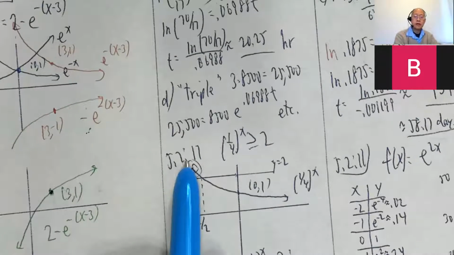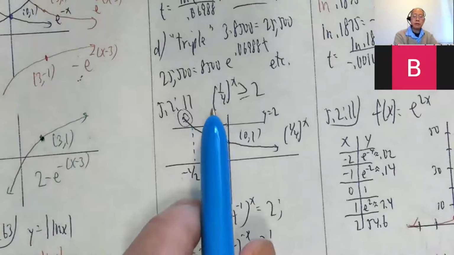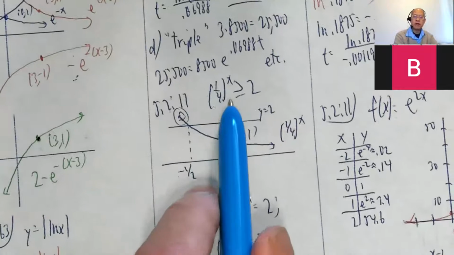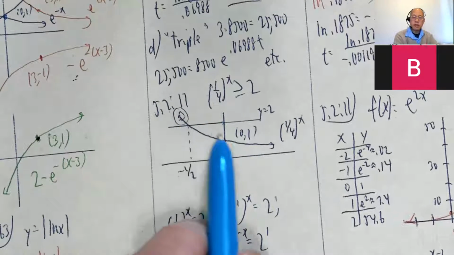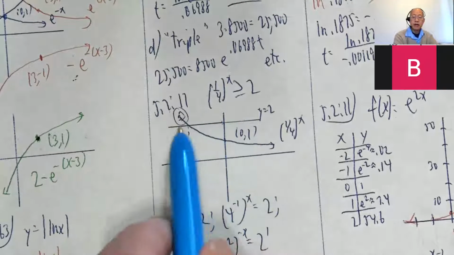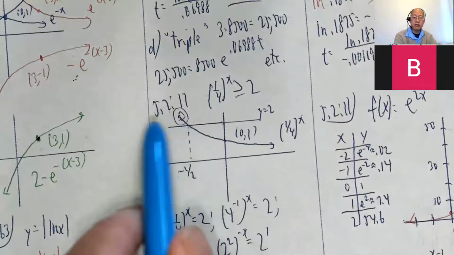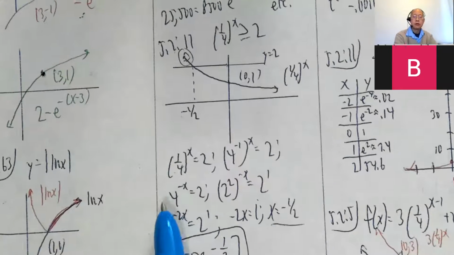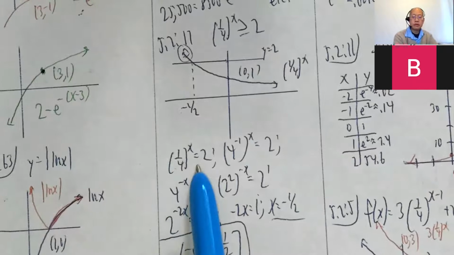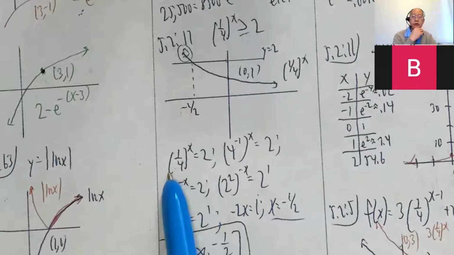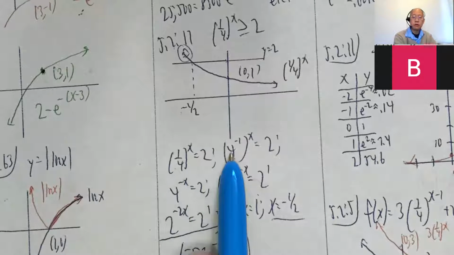5.217 says (1/4)^x is greater than or equal to 2. Well, I know (1/4)^x looks something like that. First, I find out where it's equal to 2, and then greater than 2 would be everything here. So I solve (1/4)^x = 2. 1/4 is 4 to the negative 1.